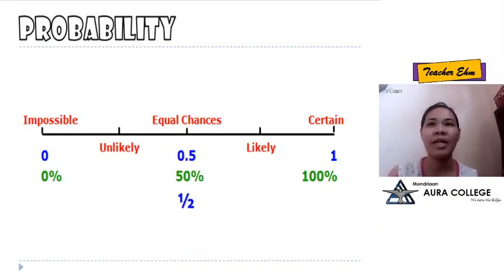Kung makukuha natin ay 0 or 0%, it is impossible to happen. Hindi ito mangyayari. At kung makuha naman natin ay 1 or 100%, ito naman ay sure na mangyayari. At kung 0.5 or 50% or 1/2, ito naman ay may equal chance. So, pwedeng mangyari or pwedeng hindi. Pero kung ang makompute natin ay malapit sa 1, mas malaki ang posibilidad na ito ay mangyari. At kung ito naman ay malapit sa 0, mas mataas ang posibilidad na ito ay malabong mangyari.